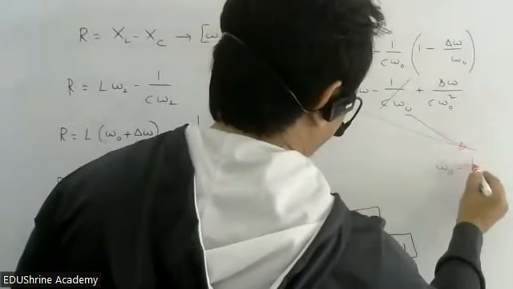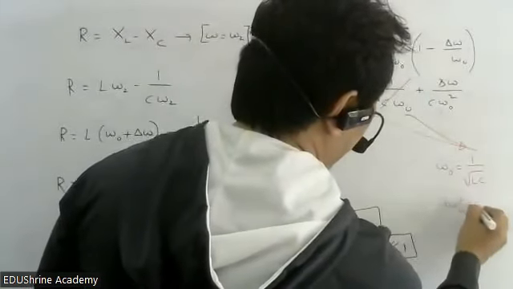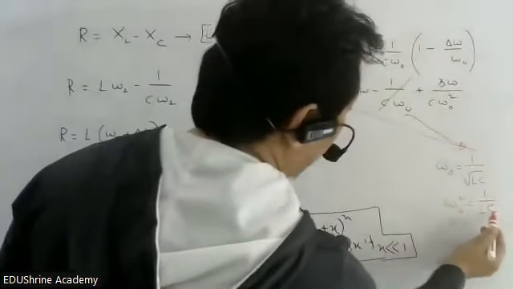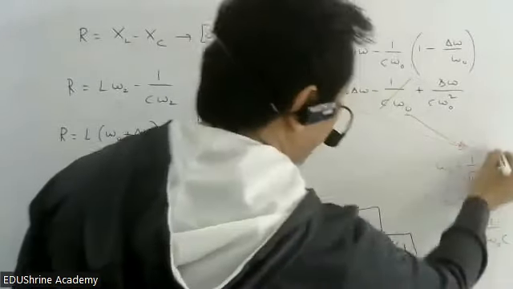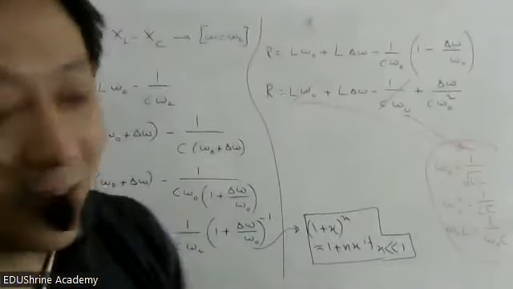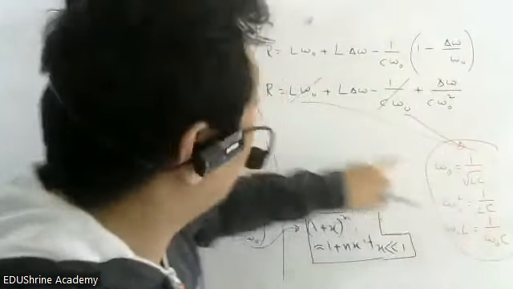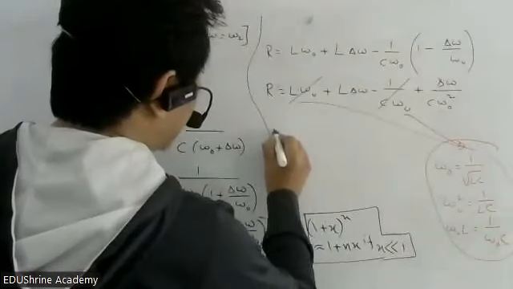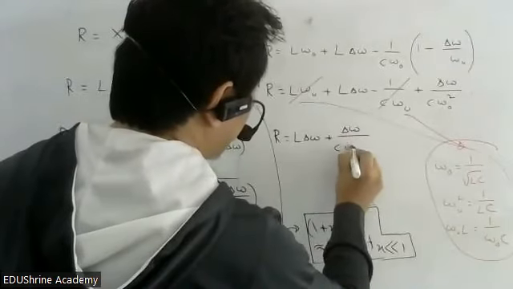Omega naught formula you tell me. 1 by root over LC. So omega naught square will be what? 1 by LC. Give 1 omega naught here, bring L here. So omega naught L will be 1 by omega naught C. That is, XL is equal to XC at omega equal to omega naught, basically. So we know the formula for omega naught. Square it, bring 1 omega naught here, L here. So you see these two will be same. So those two cancel. And the remaining thing is now what? R equal to L delta omega plus delta omega by C omega naught square.